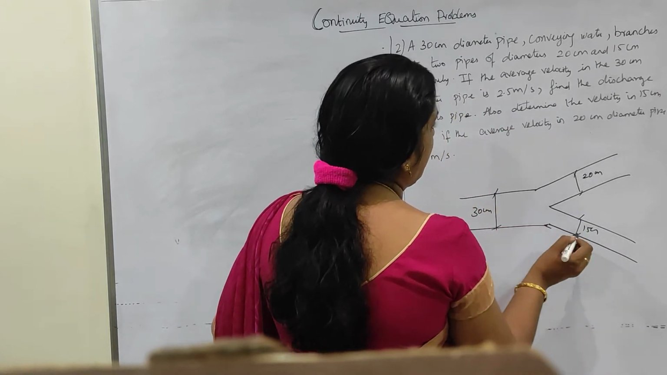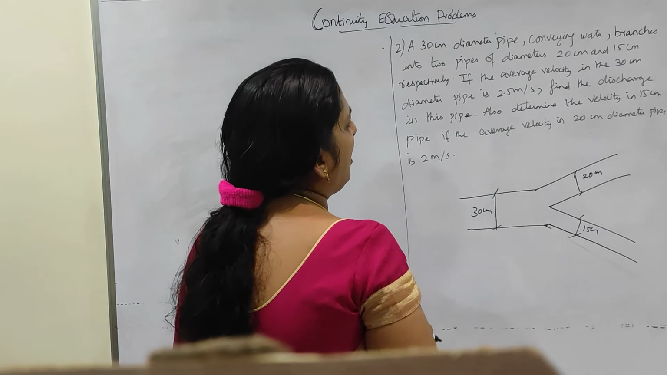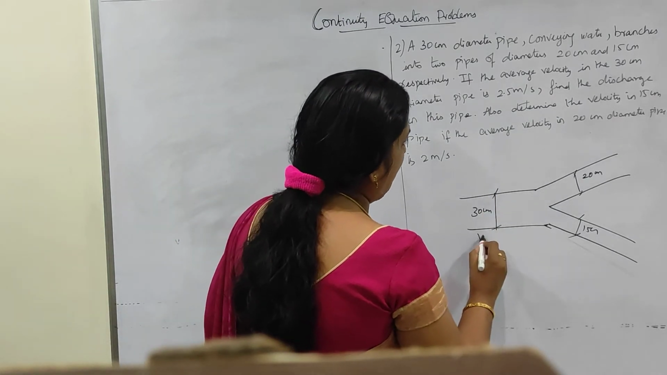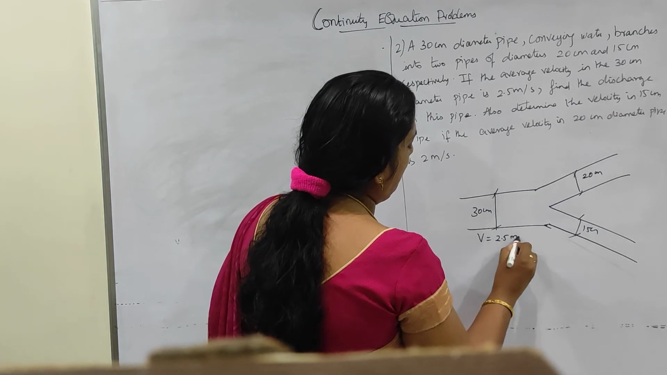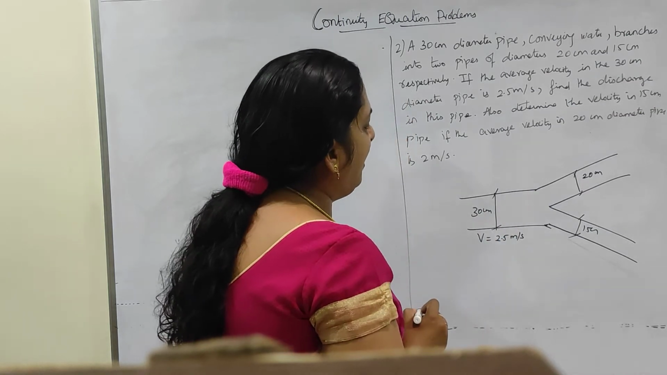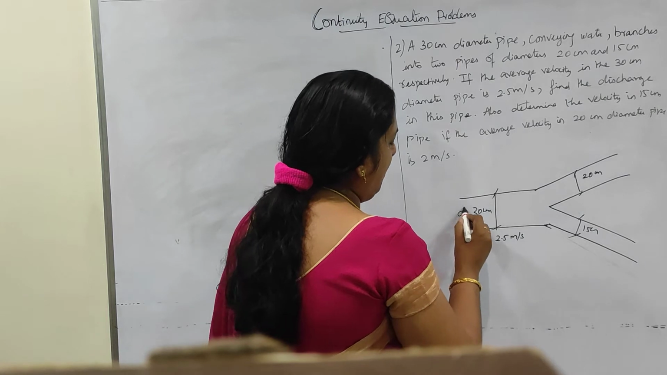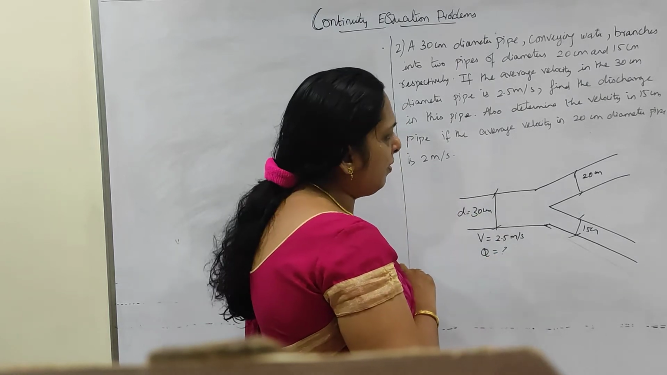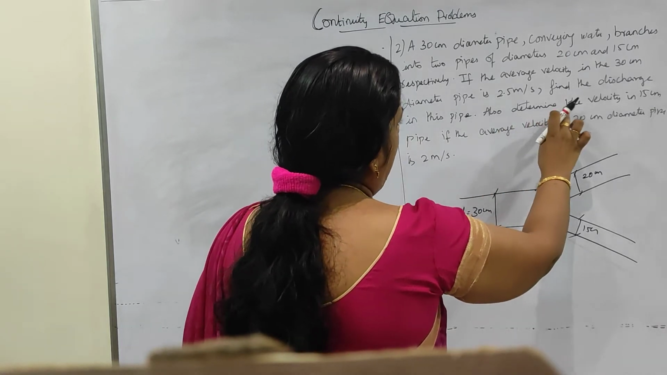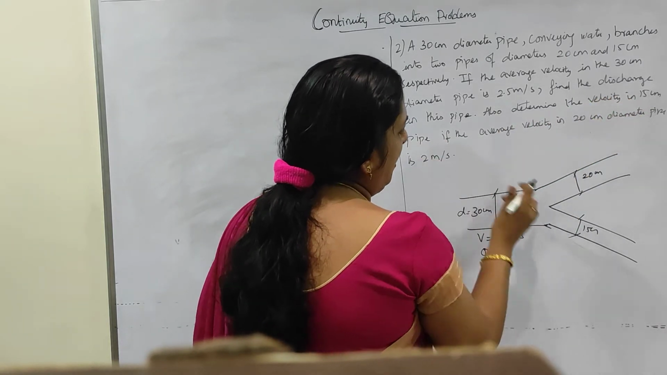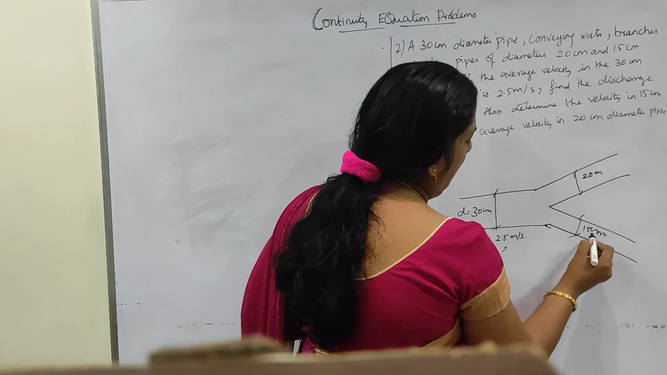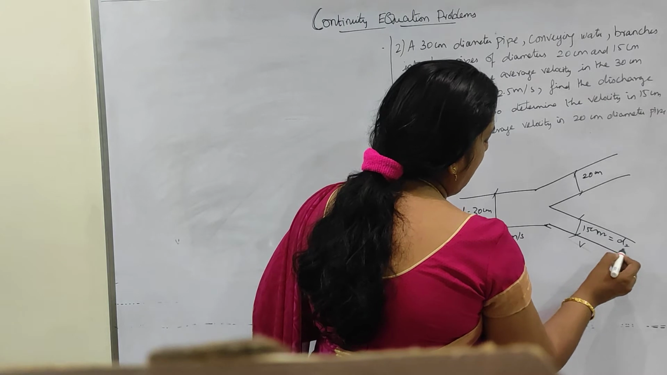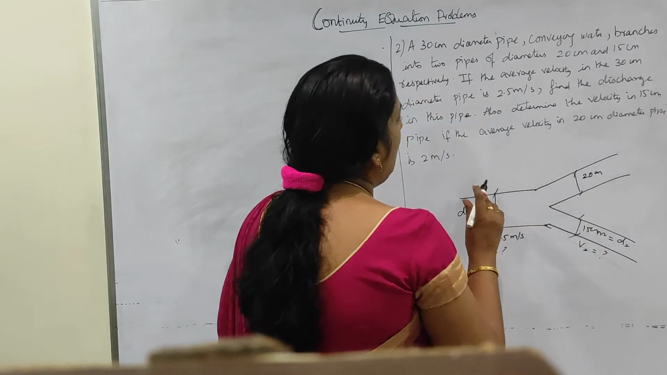If the average velocity in the 30 centimeter diameter pipe is 2.5 meter per second, find the discharge in this pipe. The diameter is given, the velocity is given, and they ask you to find the discharge. Also determine the velocity in the 15 centimeter pipe. This is my 15 centimeter pipe, this is my diameter, and I want to find the velocity here. Let it be D2.